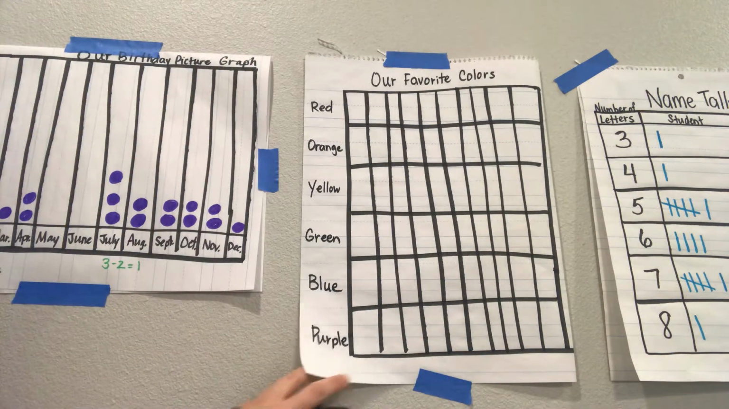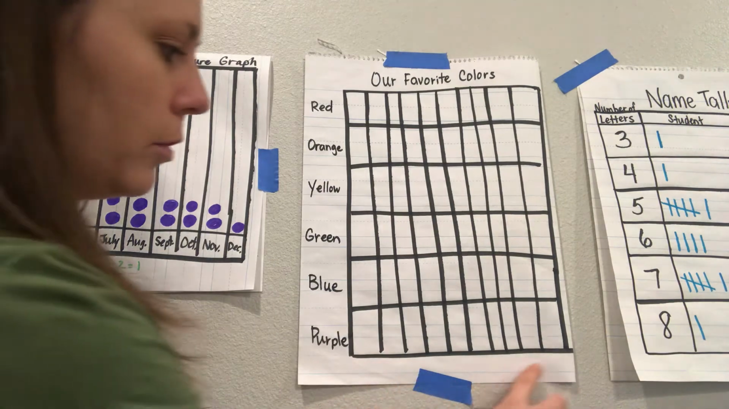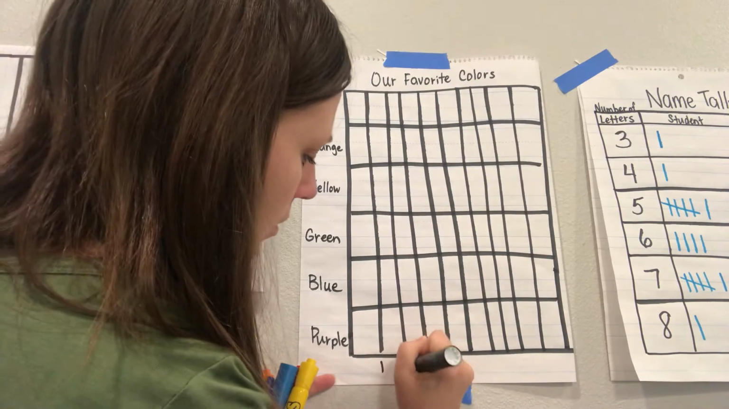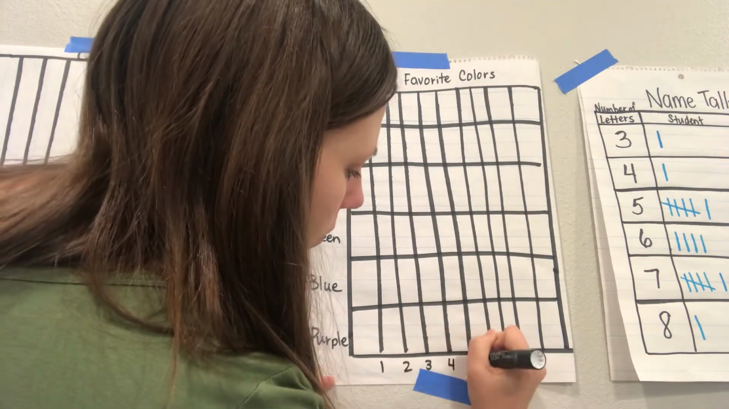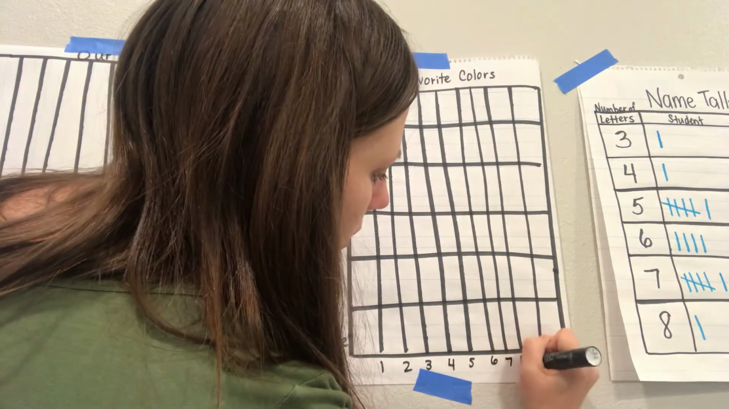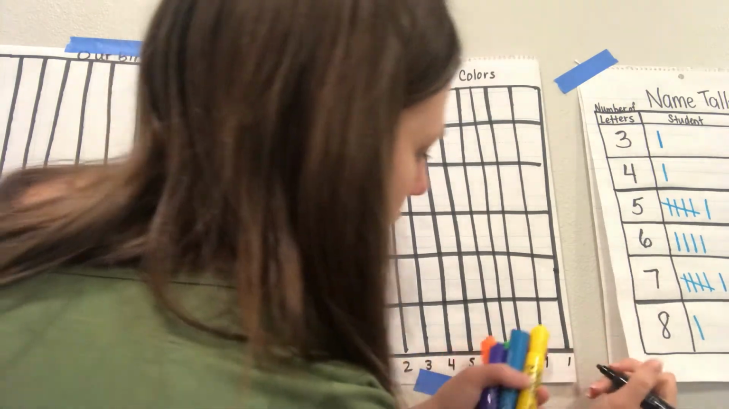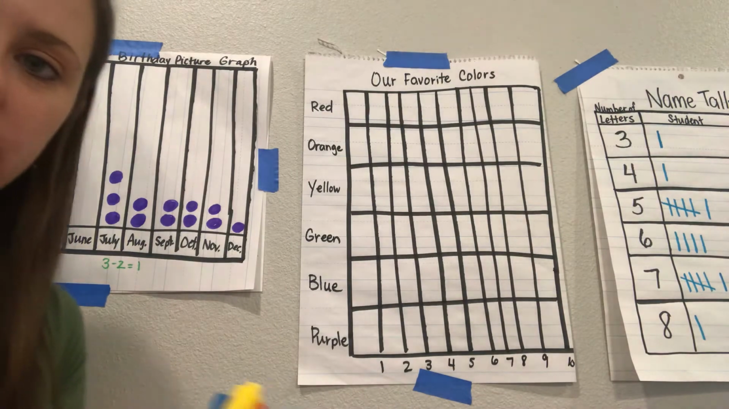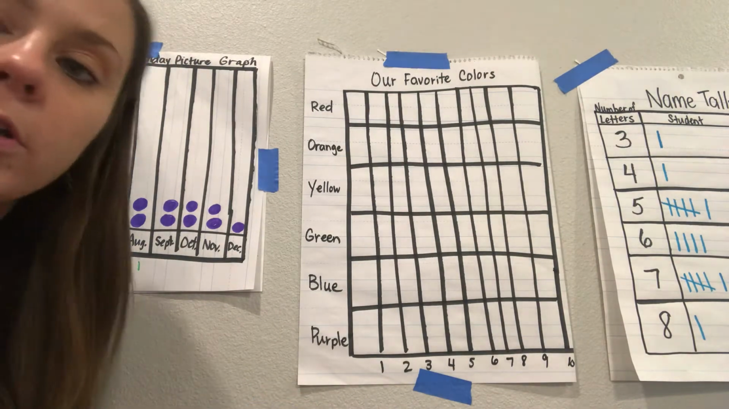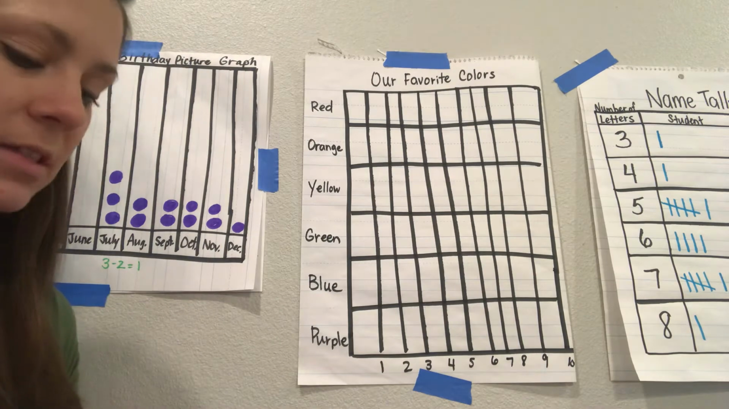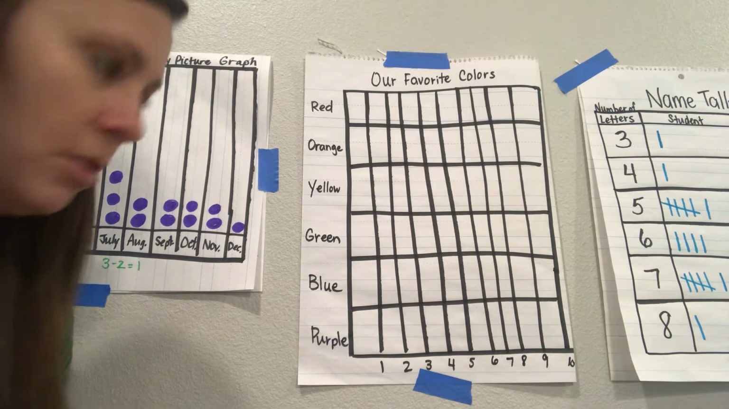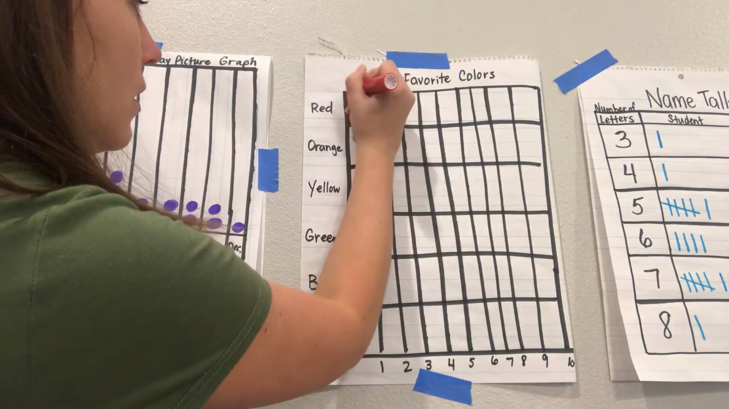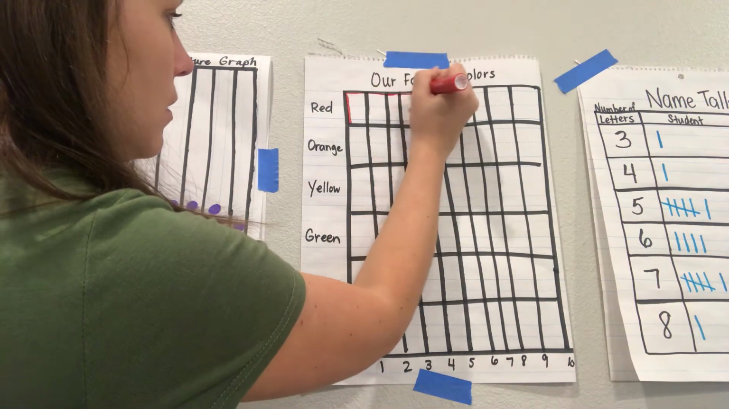Alright, and then I need to go and put my numbers so I'll know how many of each one there are. So right here would be 1, 2, 3, 4, 5, 6, 7, 8, 9, 10. Alright, so let's get to graphing. The results were 4 students liked red the most. That was their favorite color. So I'm going to graph 4 for red. So this would be 1, 2, 3, 4.